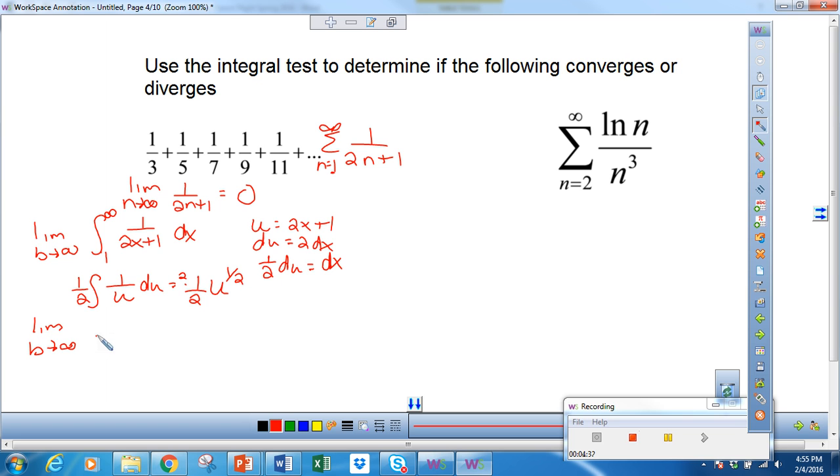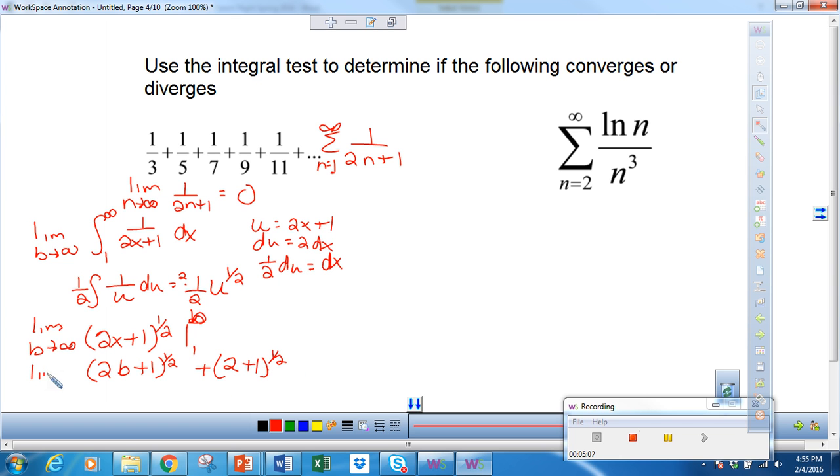So this is 2x plus 1 raised to the 1/2 integrated from 1 to infinity. So this gives me 2b plus 1 to the 1/2 minus 2 plus 1 to the 1/2. Now, of course, this is finite, but the limit as b approaches infinity of this is infinity. And so since this is infinity, we say this whole thing diverges.